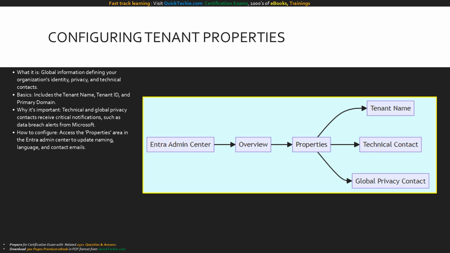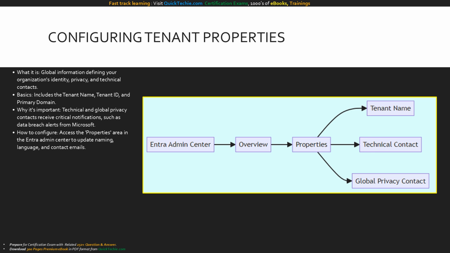The global privacy contact is the exact person Microsoft will reach out to if there is a data breach related to Entra services. If you leave this blank, those alerts default to your global administrators. To set these up, you simply navigate to the Properties blade under the Overview section of the Entra Admin Center and fill in the required fields.